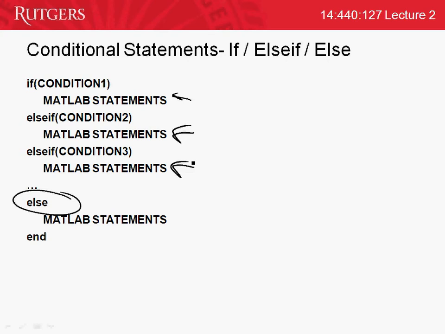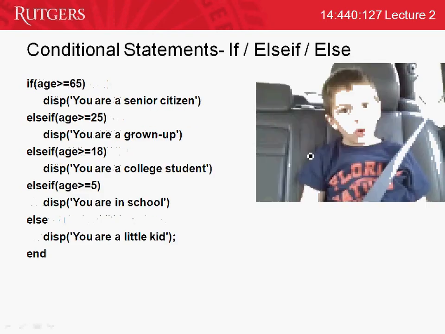Okay, so the key idea here is we're only going to do one of the conditions. We can never have a case where we execute these statements and these statements. That'll never be the case. You kind of go down the list of conditions and say, let's find the first one that's true, we'll execute that. So let's look at an example.